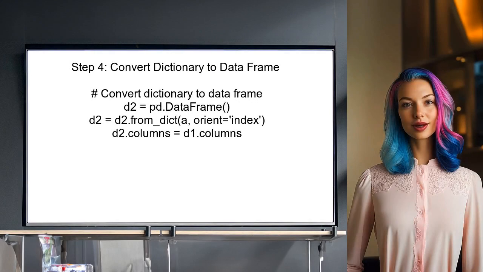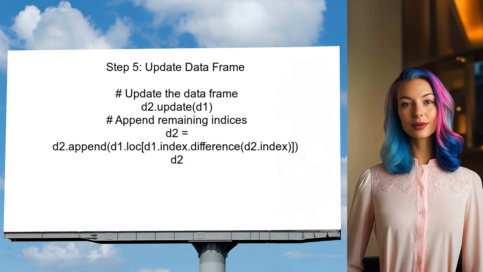Now, the user can convert the dictionary into a data frame. This is done by using the fromDict method and setting the orientation to index. Finally, the user should update the original data frame with the new values from the dictionary. They can do this by using the update method and then appending any remaining indices.